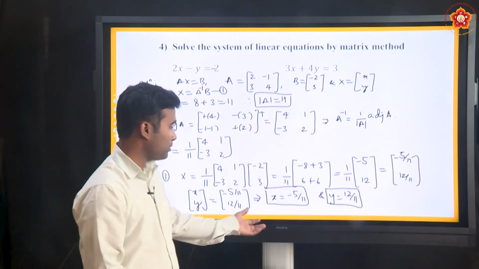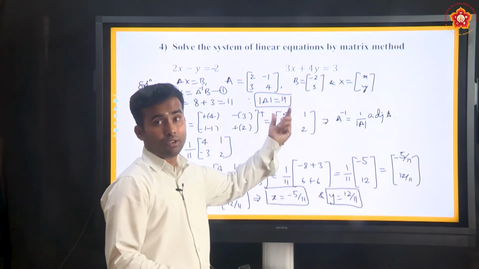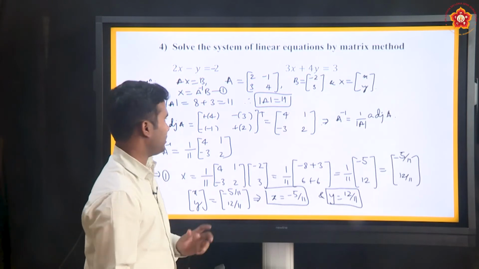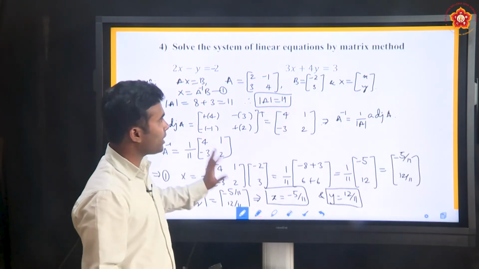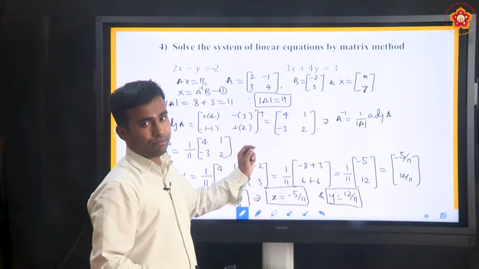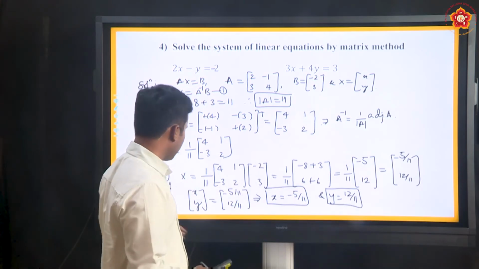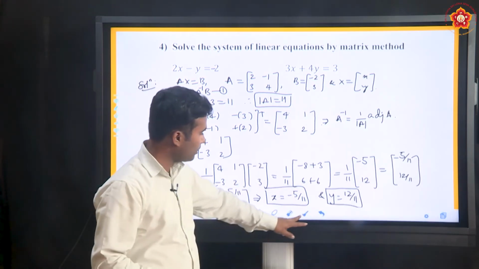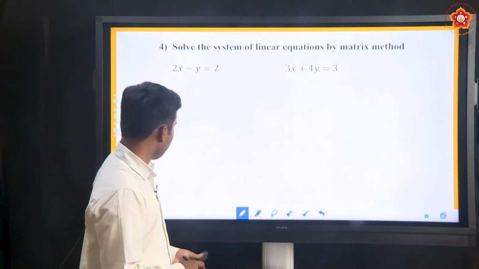So, this is how we can find the values of x, y, z. That gives the solution of simultaneous equations. This is regarding second order. Next, we can solve the third order as well. We can see those problems.